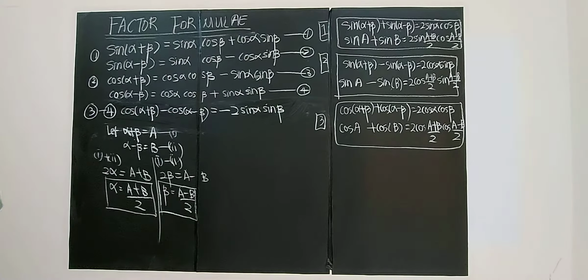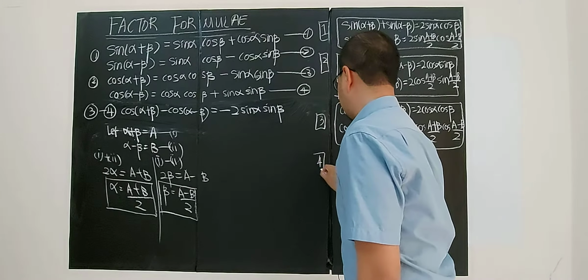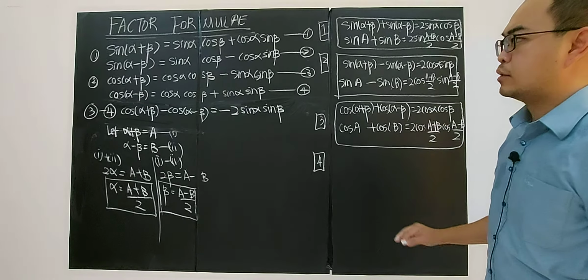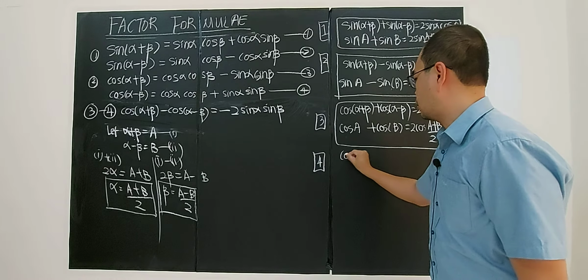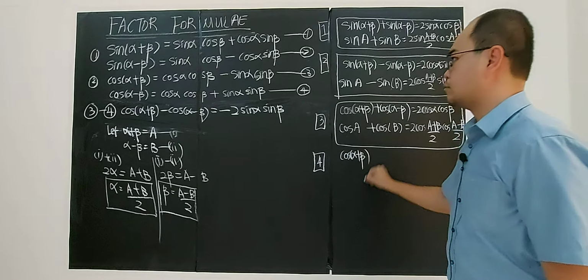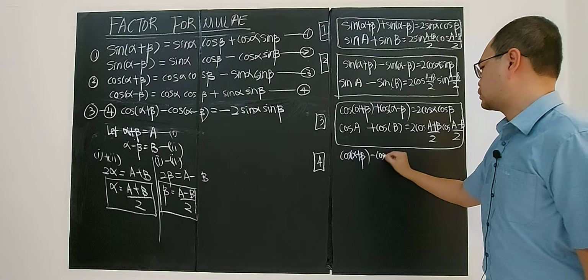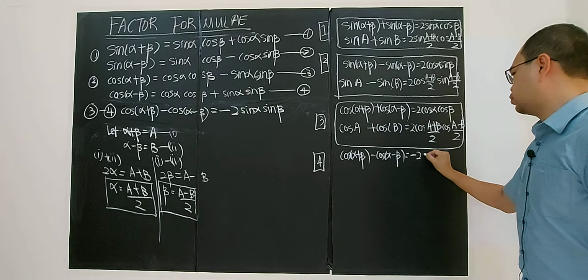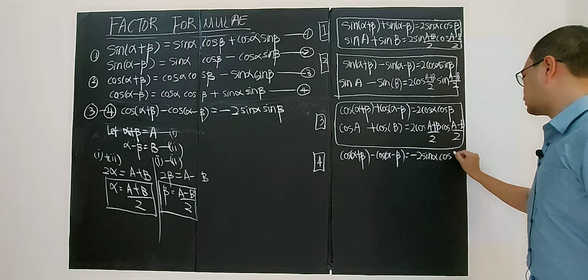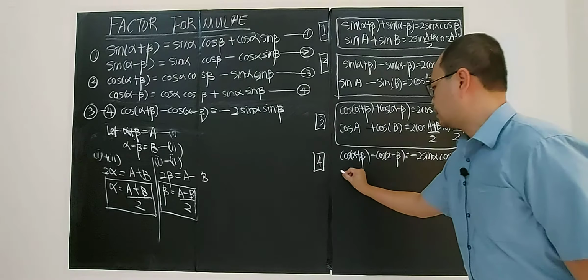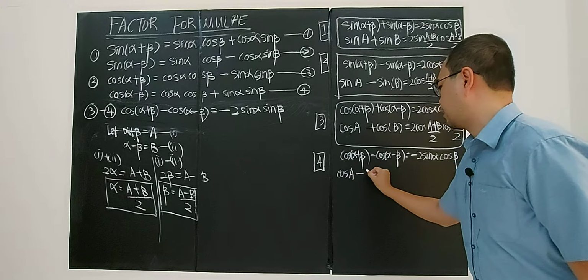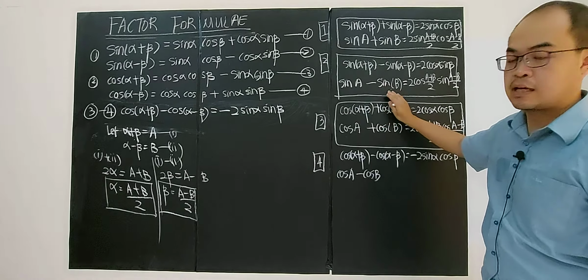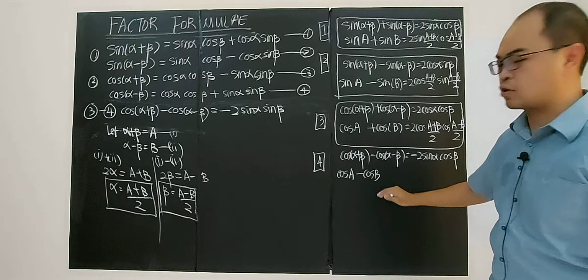Then you get the fourth formula. So the factor formulas have been completely derived. These are the 4 factor formulas. So I rewrite this as cos(alpha plus beta) minus cos(alpha minus beta) equals negative 2 sine alpha sine beta, and you can rewrite this as cos A minus cos B. You can see the pattern: sine A plus sine B, sine A minus sine B, cos A plus cos B, cos A minus cos B.